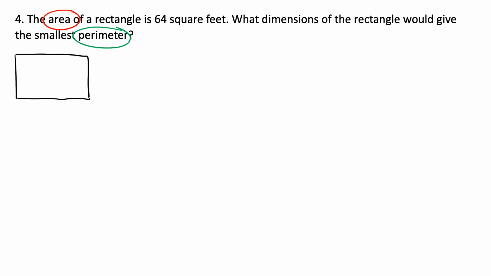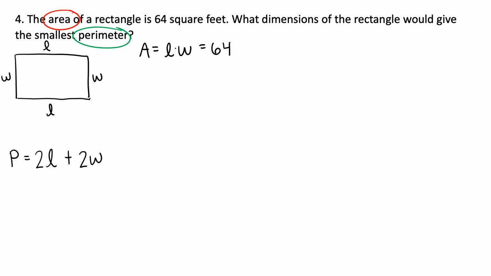We have a rectangle. We don't know much about it, so let's go ahead and call it length and width. You can call it x and y or any two variables that you like. We know that the area, which is equal to length times width, is also equal to 64 square feet. And then we are looking to find the smallest perimeter, and we know our perimeter is all of the outsides, so it would be 2 times the length plus 2 times the width.